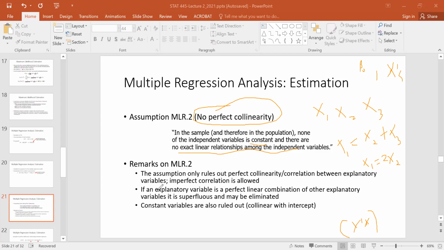So if an explanatory variable is a perfect linear combination of other explanatory variables, it is superfluous and may be eliminated. Like I said, constant variables are also ruled out because they are perfectly related to the intercept. Now we are not saying x1 and x2 cannot be related. Covariates or regressors are always related somehow. So this is the point here. The assumption only rules out perfect collinearity or correlation between explanatory variables. Imperfect correlation is allowed, okay?